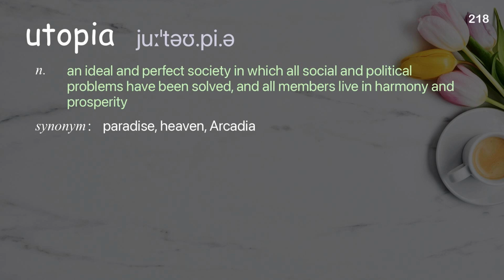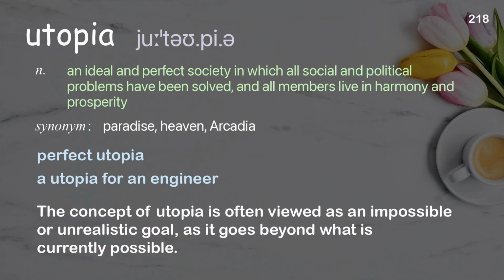Utopia. An ideal and perfect society in which all social and political problems have been solved, and all members live in harmony and prosperity. Examples: Perfect utopia. A utopia for an engineer. The concept of utopia is often viewed as an impossible or unrealistic goal, as it goes beyond what is currently possible.